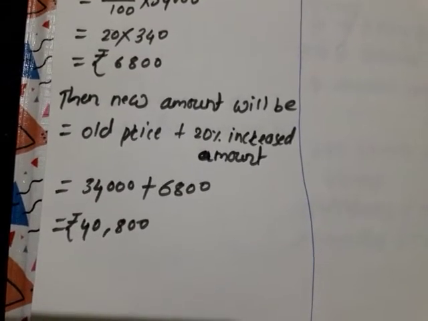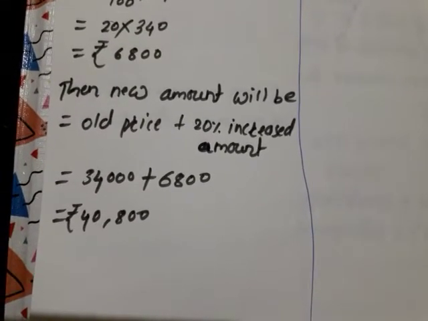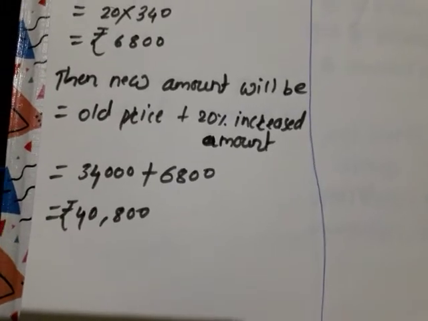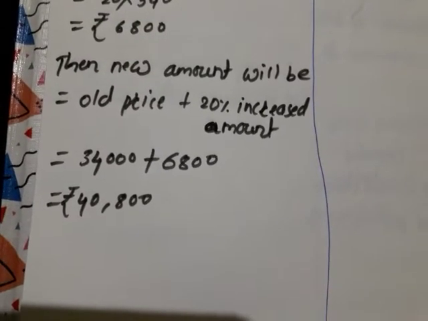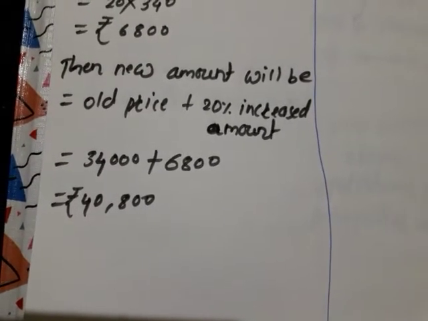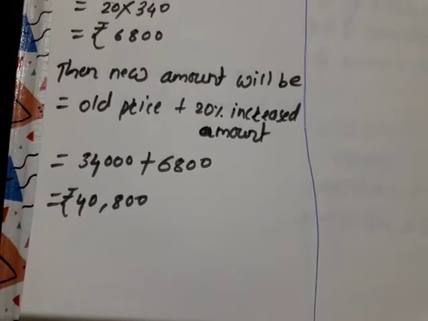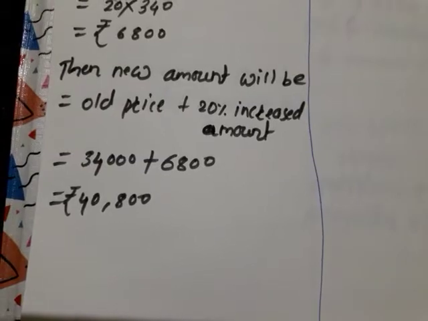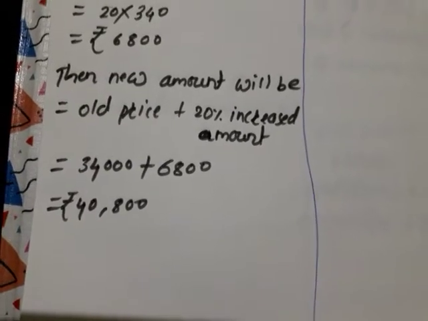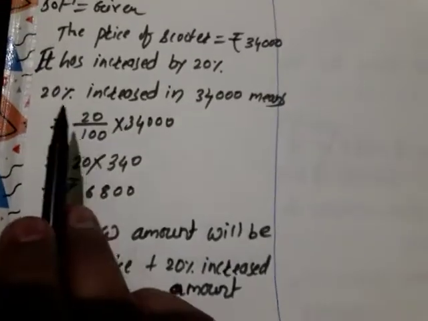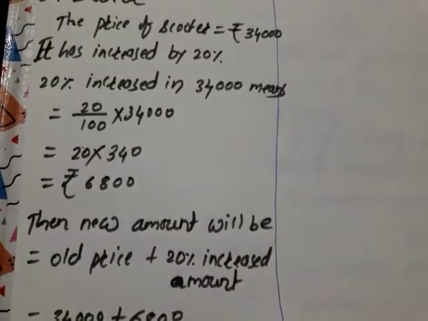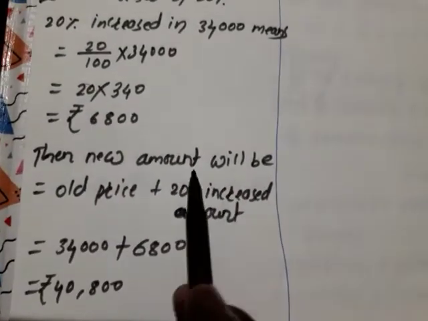What is today's price of that scooter after increasing by 20%? The today's price of that respective scooter after increasing by 20% is 40,800. Means if anyone wants to purchase, then that person has to pay 40,800. This is regarding increase. If there is an increase, we have to add; if there is a decrease, what do we have to do? We will see now.